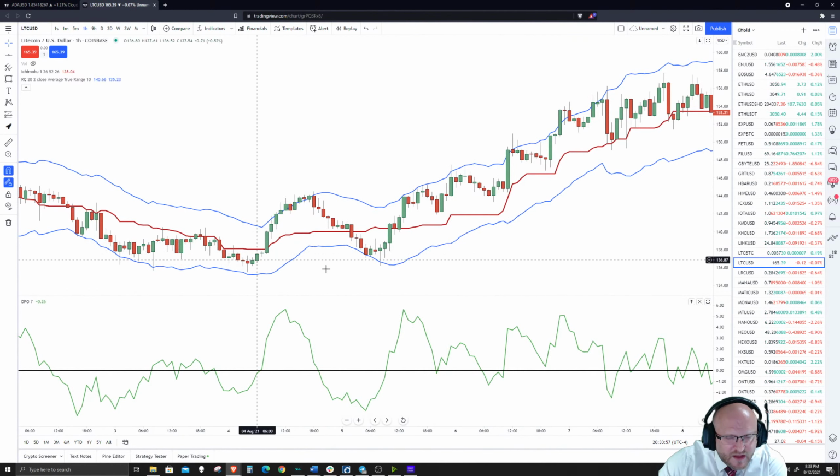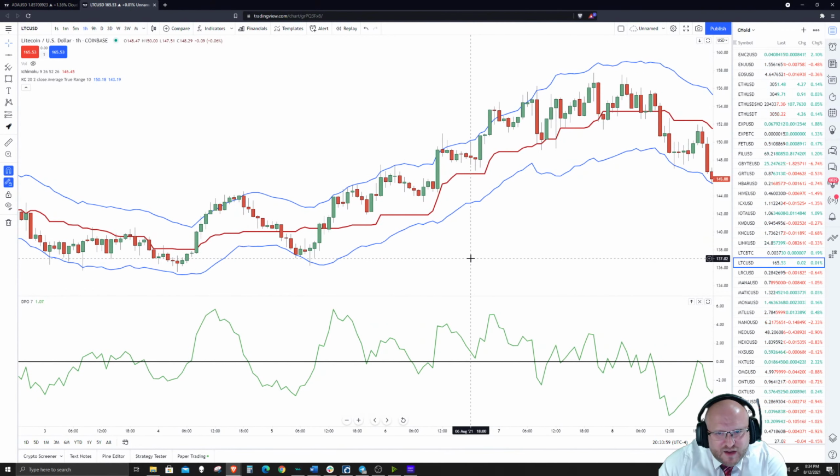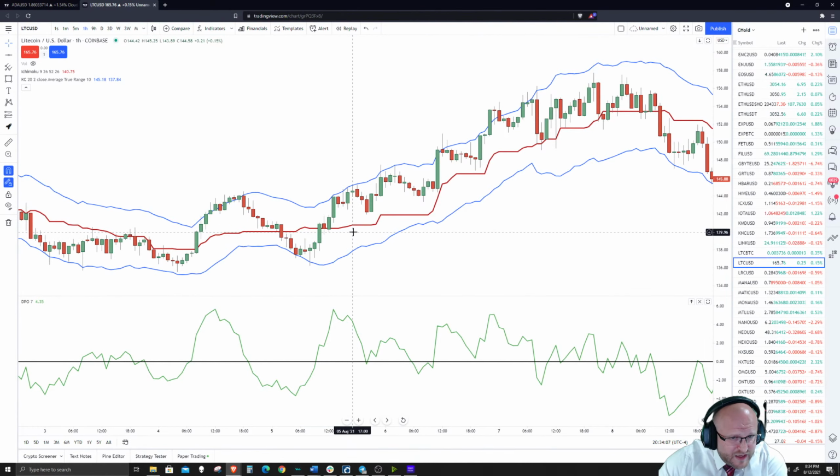Stop loss. There are a couple of ways that you can identify the stop. You can place it a little bit below the Kijun-sen, or you can use the Keltner channel band itself as the stop. I think that's a little bit tighter.